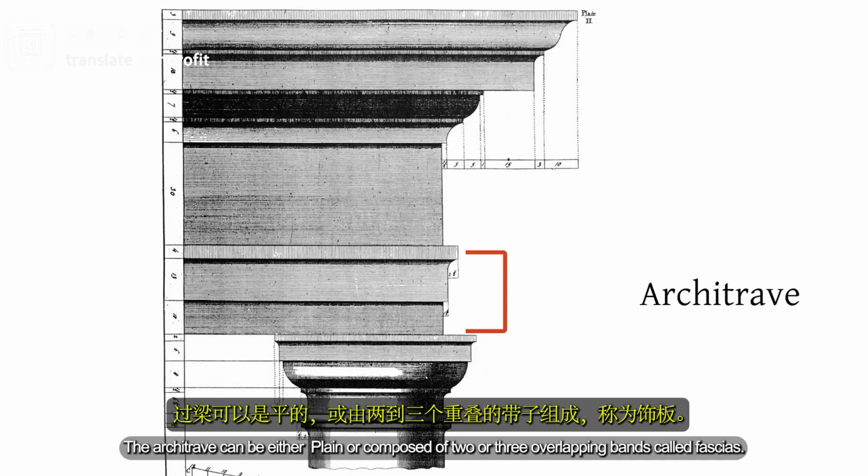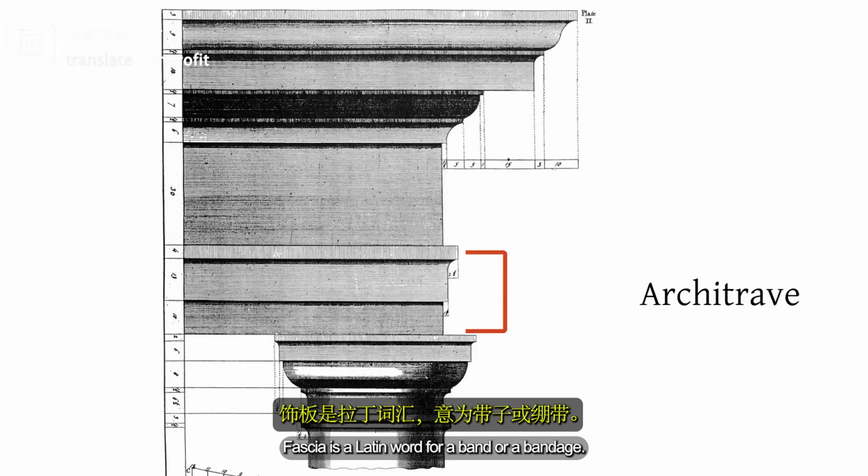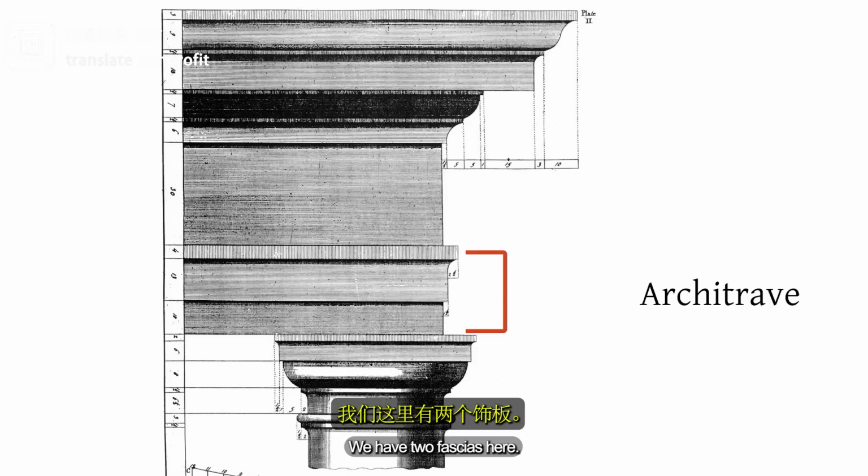The architrave can be either plain or composed of two or three overlapping bands called fascias. Fascia is a Latin word for a band or a bandage. We have two fascias here.